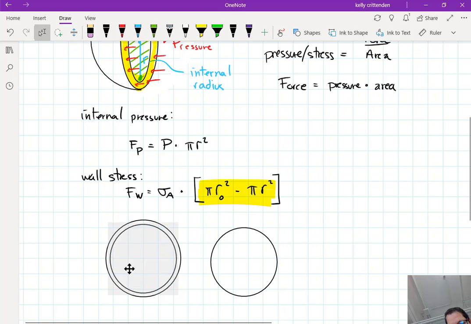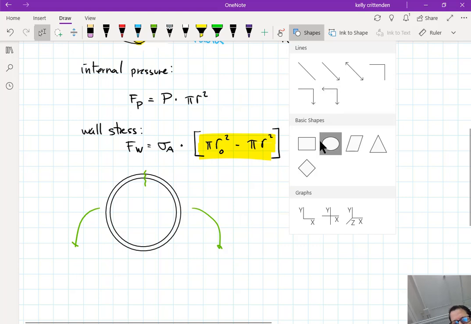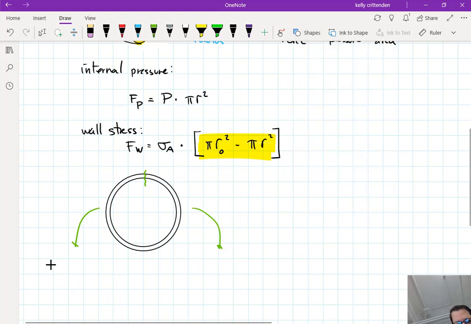And again, it's a really thin wall, so it may even be thinner looking than that. If I were to take this area, which is the pi r naught squared, or outer squared, minus pi r squared, and I split it apart right here and lay it down flat, I don't get a circle. I get a big rectangle, right?